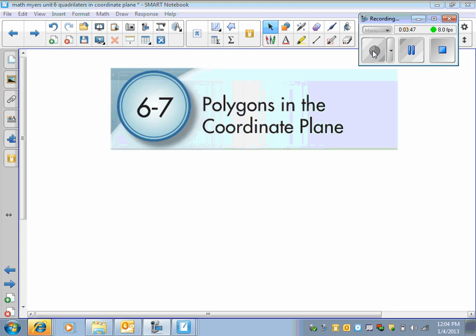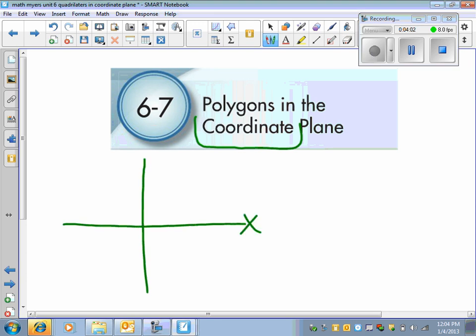All right, we're moving into 6.7, polygons in the coordinate plane. And what in the world is a coordinate plane? Can somebody tell? I thought I heard somebody say it is the XY plane. The X-axis and the Y-axis make a coordinate plane. Which means, folks, that we're going to need an X and a Y to be able to find all locations.